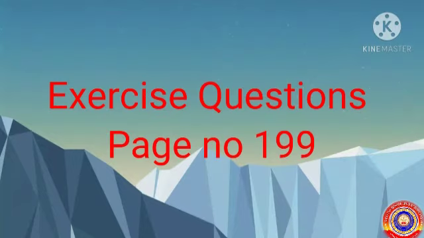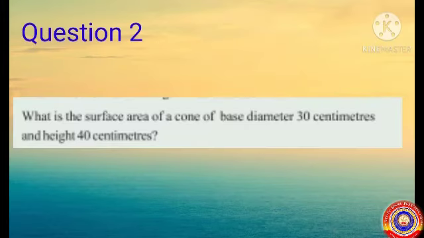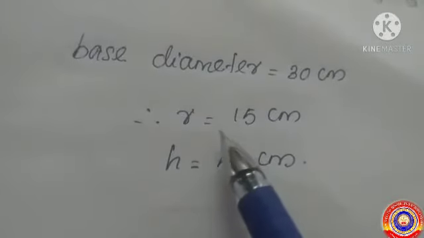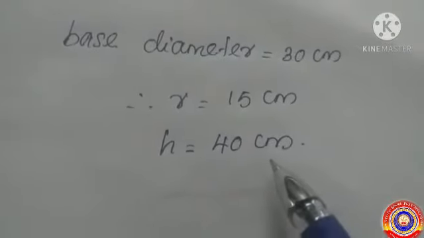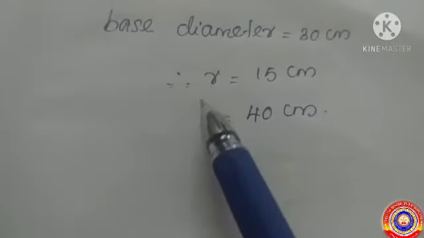Next, we are moving to the textual exercise questions on page number 199. Question number 2. What is the surface area of a cone of base diameter 30 cm and height 40 cm? We have to find the total surface area of the cone. Here, base diameter is equal to 30 cm, therefore r is equal to 15 cm. Height is equal to 40 cm.